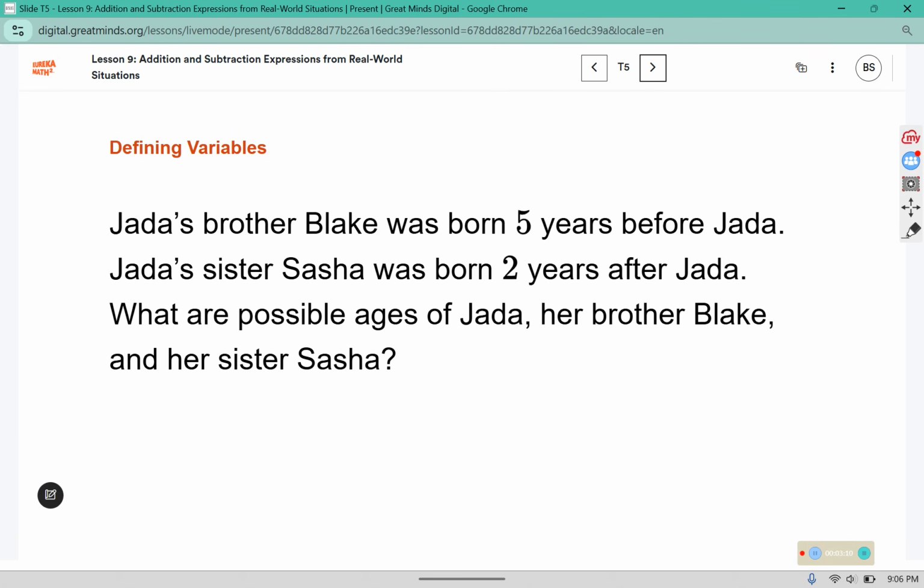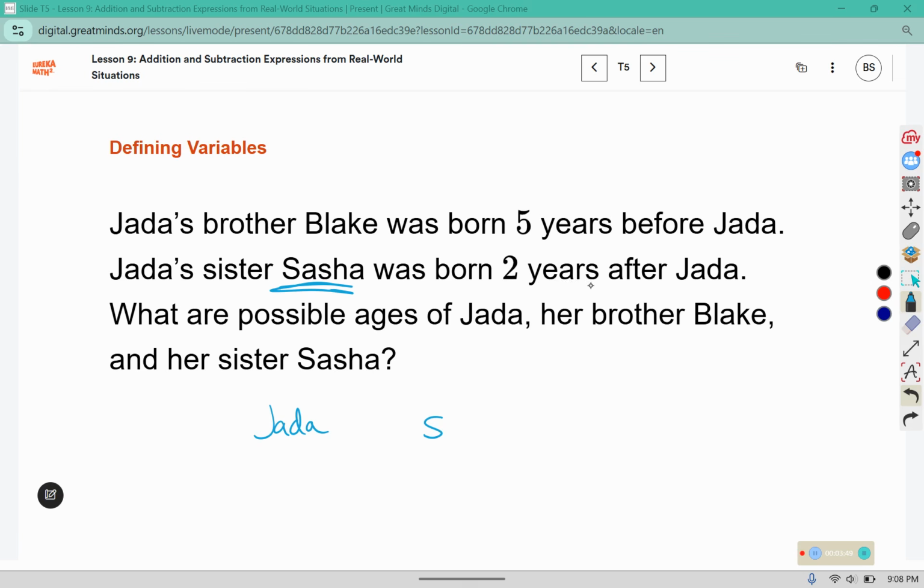Jada's brother Blake was born 5 years before Jada. Jada's sister Sasha was born 2 years after Jada. What are possible ages of Jada, her brother Blake, and her sister Sasha? We saw this question earlier in Lesson 7. We used J to represent Jada's age in years, and we used B and S to represent her siblings' age in years. There were a couple of different expressions that we wrote, and so you could also describe Jada's age as Sasha's.